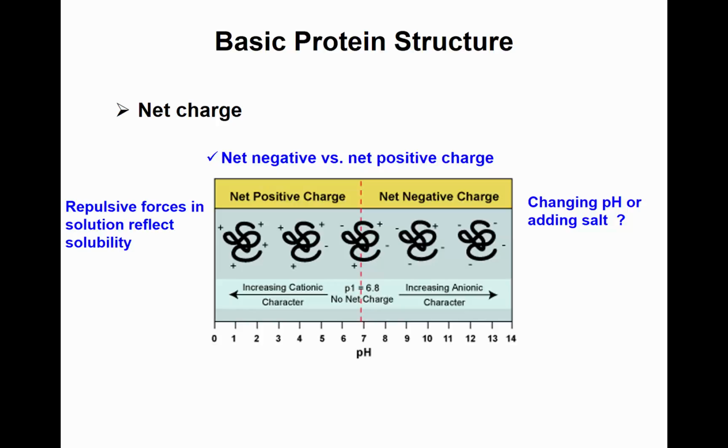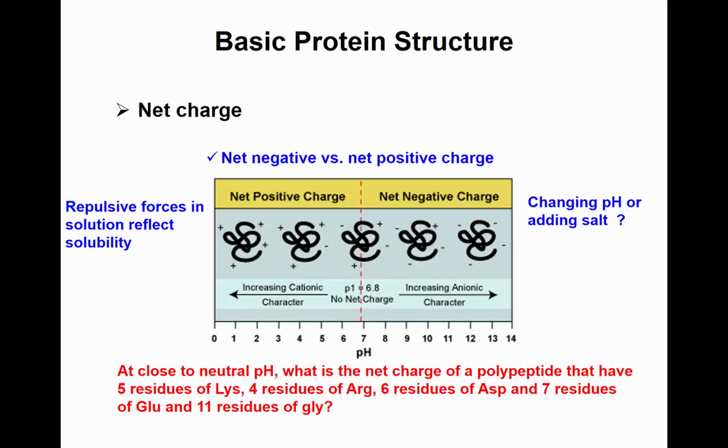A lot of salt is going to shield the charges. So let's say ammonium sulfate, the ammonium with the plus is going to shield the negative, and the sulfate with the negative is going to shield the positive, and the protein is no longer interacting with water, no longer repelling each other, so they will precipitate. Okay.